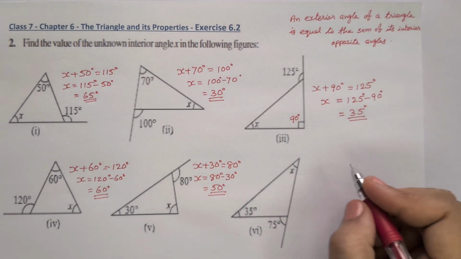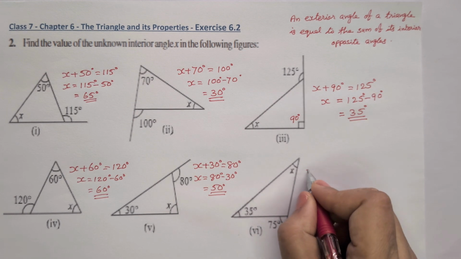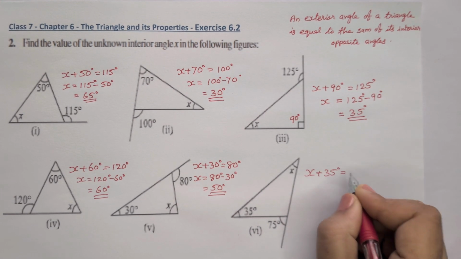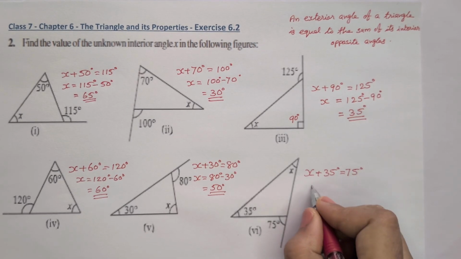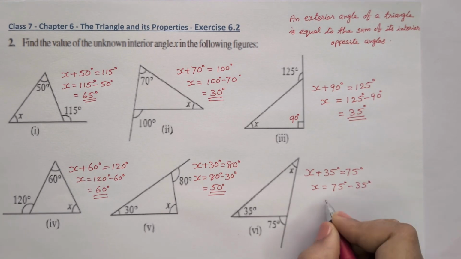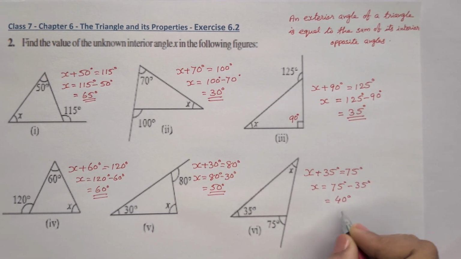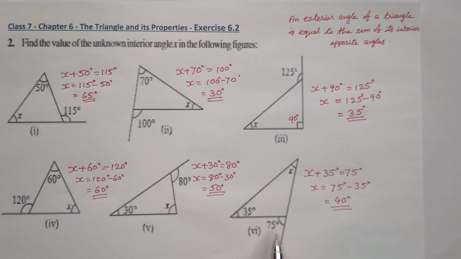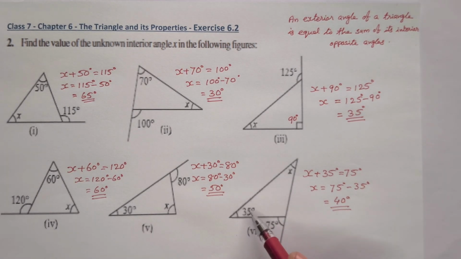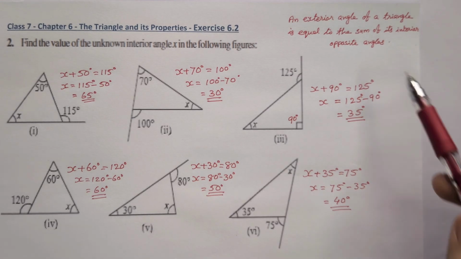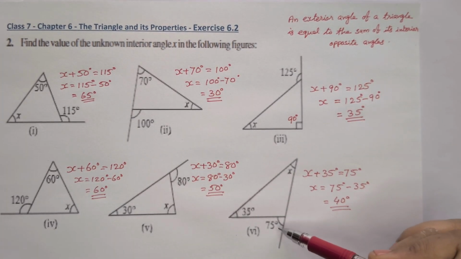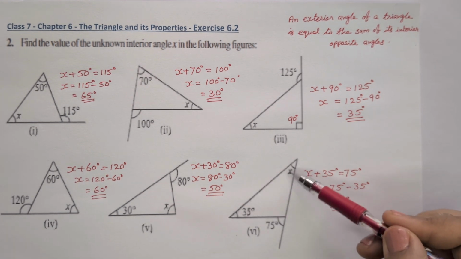Here 75 is the exterior angle, X and 35 are the interior angles. So X plus 35 is equal to 75, and from that X is equal to 75 degrees minus 35, which is equal to 40 degrees. So if the exterior angle is given and one of the angles is given, we can find the value of X by using the same property: an exterior angle of a triangle is equal to the sum of its interior opposite angles.